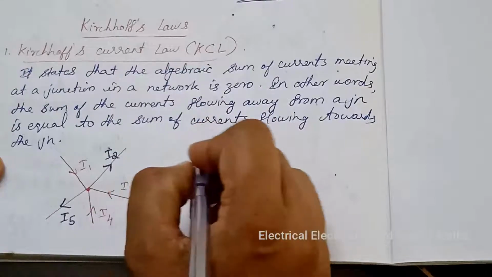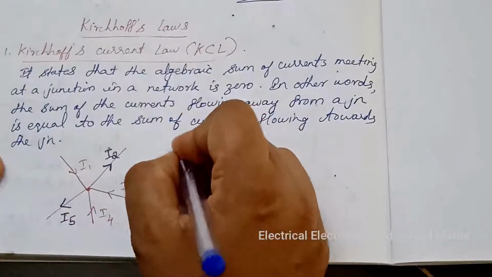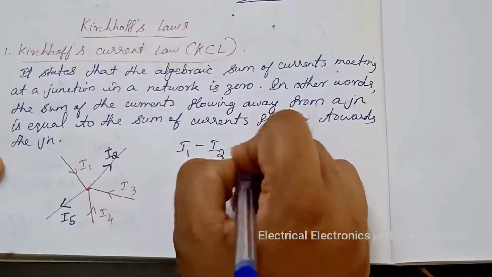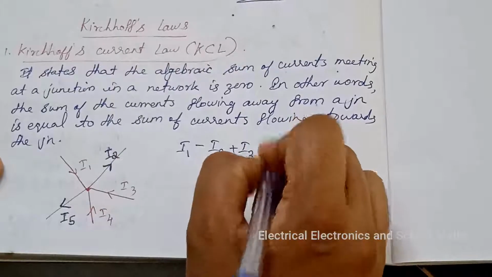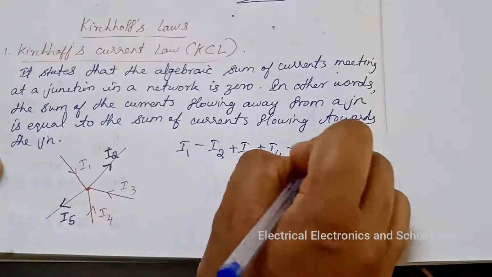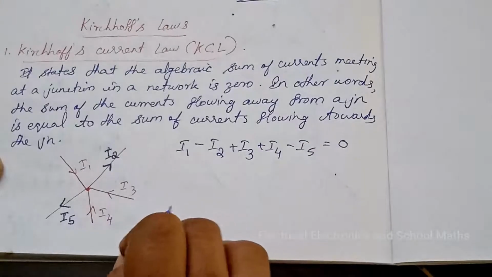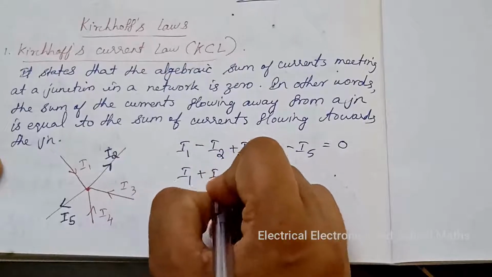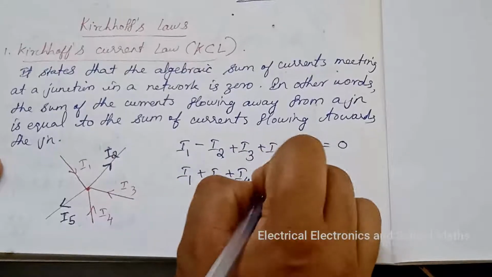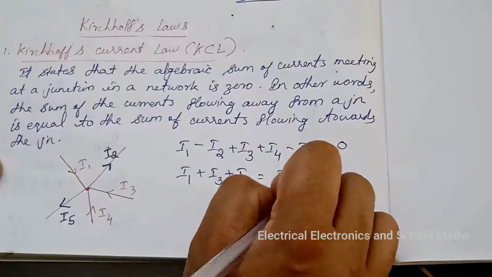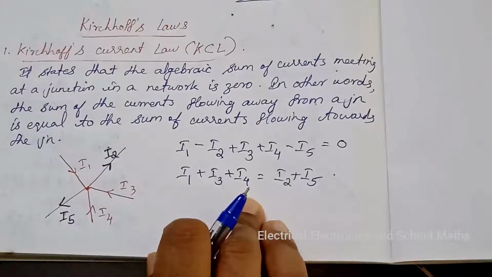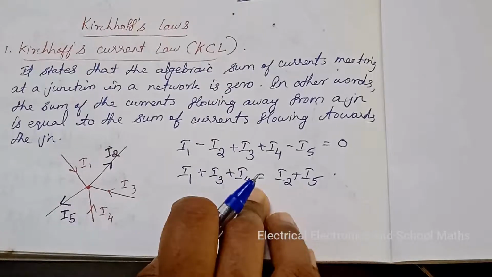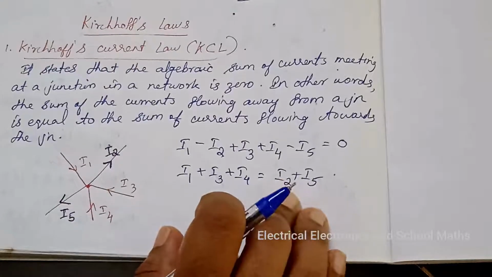So taking the algebraic sum, I1 minus I2 plus I3 plus I4 minus I5 equal to 0. Or in other words, we can write I1 plus I3 plus I4 equal to I2 plus I5. That is, the sum of the incoming currents is equal to the sum of the outgoing currents.